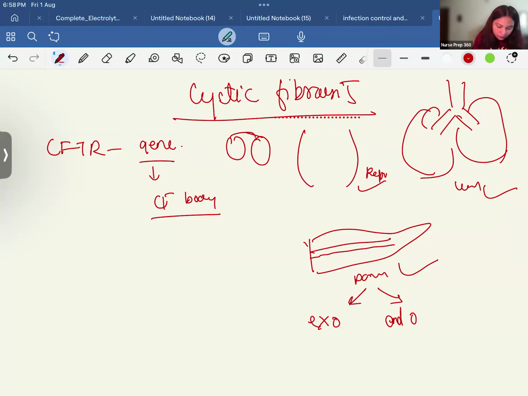What does it mean? What is the exocrine and endocrine function of your pancreas? Can anyone tell me the exocrine and endocrine function of your pancreas? No, ma'am.